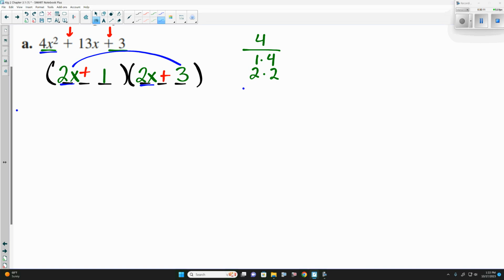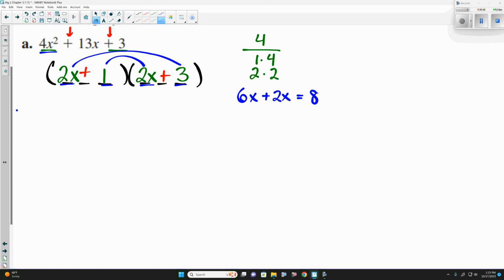2x times 3 is 6x. 1 times 2x is plus 2x. We could have written plus 6x. Without a sign in front of it, it's understood to be positive. We do put a plus in front of the 2x because it is positive. We're adding these together. And well, the last one, 1 times 3 is still 3. But we do combine our like terms here.